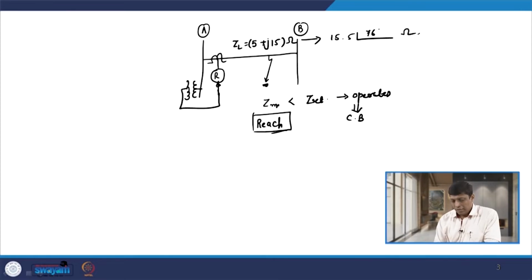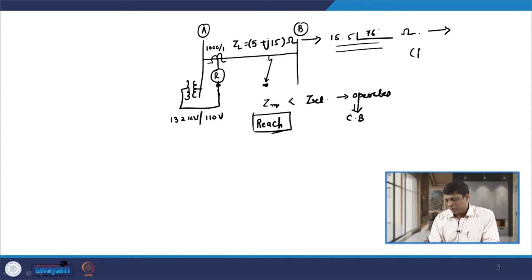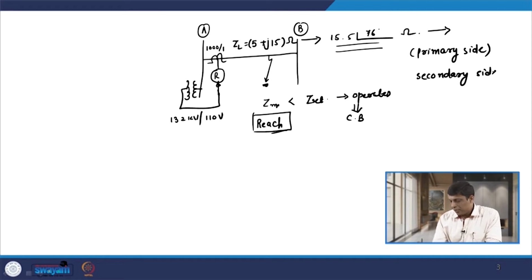This is in ohm. If the CT ratio is, let us say, 1000 by 1 ampere, and the PT ratio is, let us say, 132 kV by 110 volt, then this line impedance is called the impedance on the primary side. Now, whenever we connect the relay, whatever impedance is seen by the relay is known as the secondary side impedance. So, obviously, we need to convert this impedance, and find out what is the impedance seen by the relay.